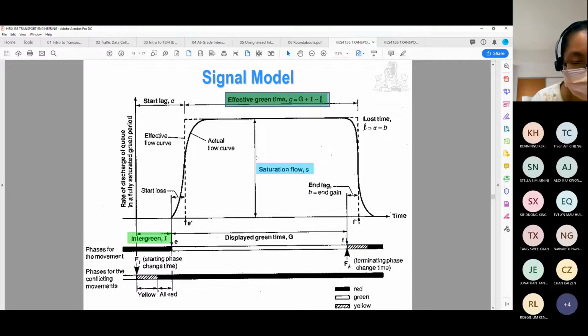So our calculations or our analysis is based on this model, because we have to determine what's the green time, what's the saturation flow, what's the intergreen, and only then can we determine what's the display green time.